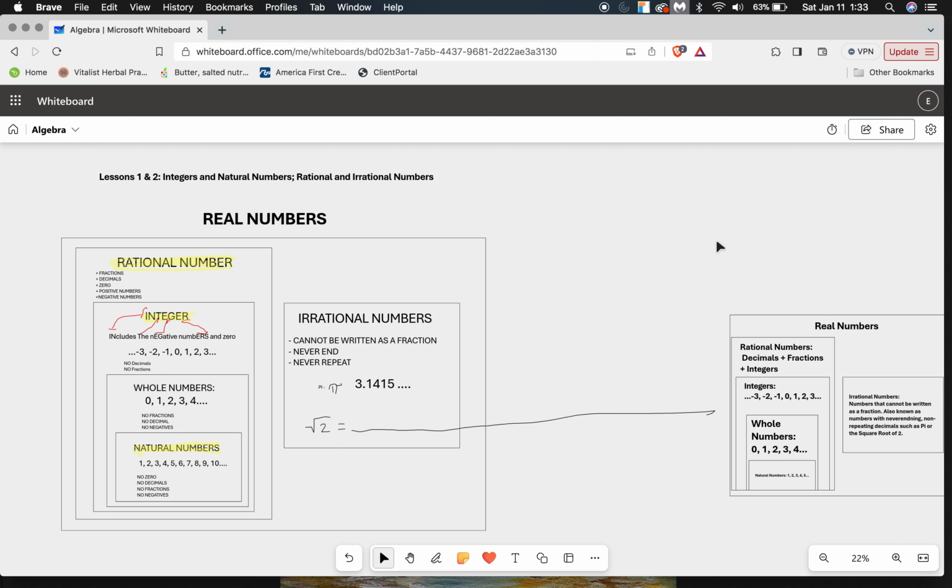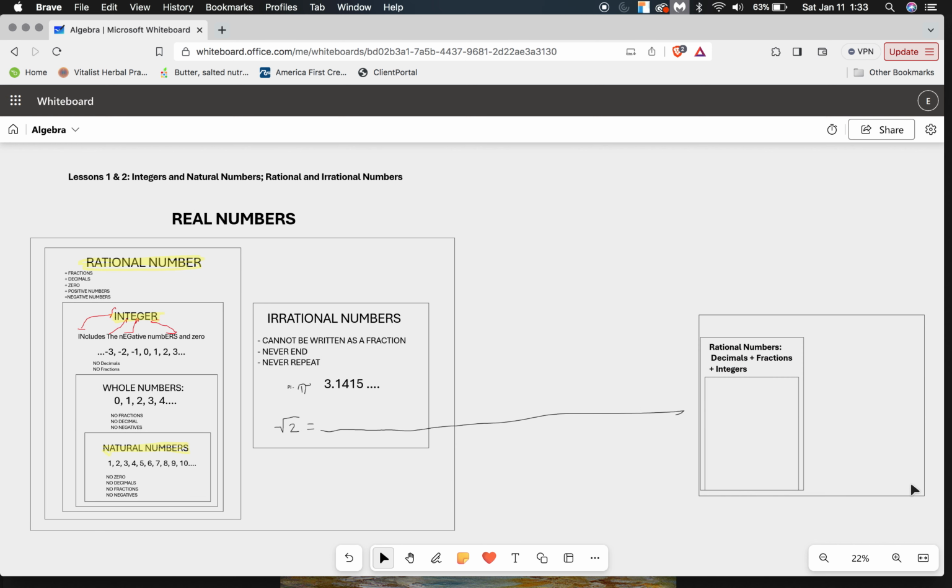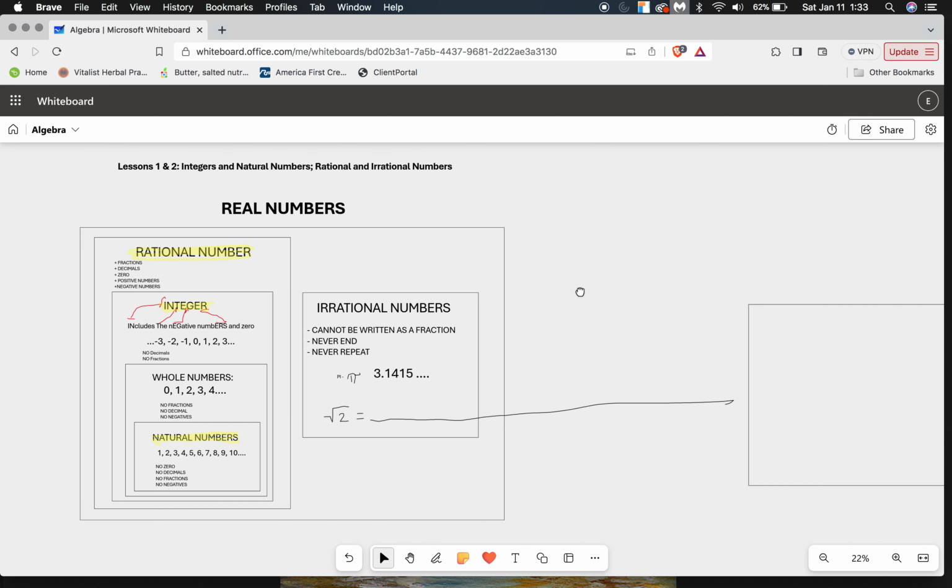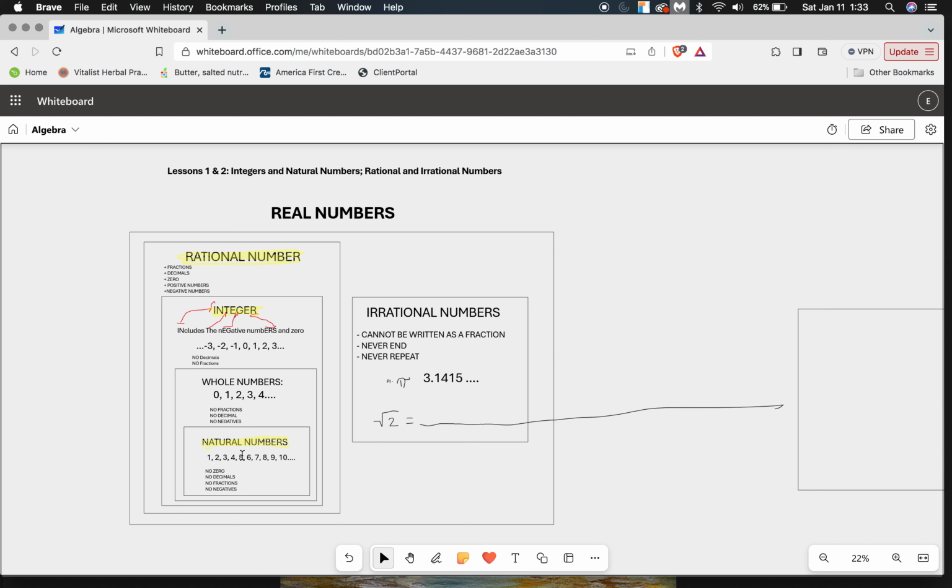When you are doing your homework, you're basically just going to be asked to identify which numbers are which, and you can use this chart to help you if you want to. I think it's very useful to see that real numbers includes all of these, and then rational numbers includes all of these, and it works this way down. And so you're welcome to use this chart as you're completing your homework.